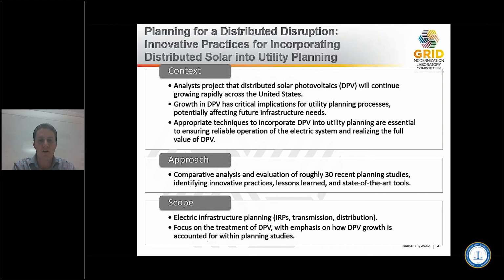Our general approach was to survey 30 recent planning studies, documenting where they were similar, what methods and approaches they took to forecasting DERs, and generally trying to learn the state of the art, and the minimum that people are doing. The scope of the study is primarily IRPs, but also transmission expansion plans as well as distribution resource planning. And again, we are focusing on distributed solar in this study, but that's by no means the only DER that influences distribution resource planning.